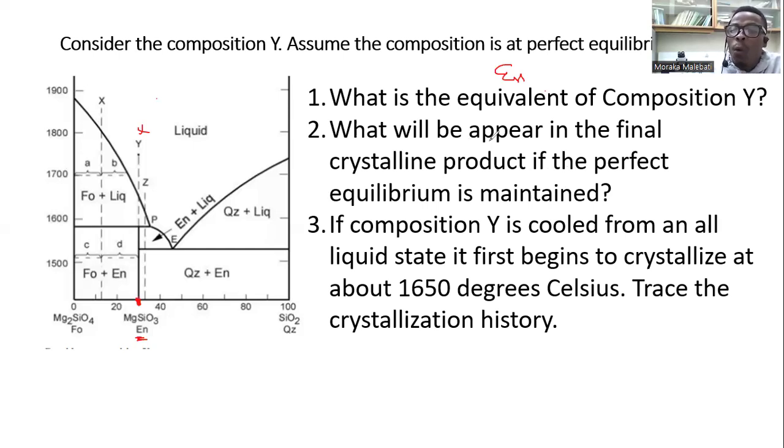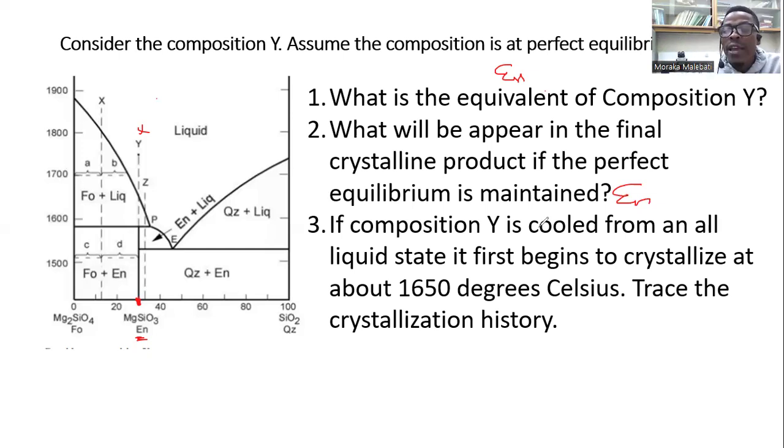All right. Now, what will appear in the final crystalline product if the perfect equilibrium is maintained? Now, only instantide will appear because we are in that line. We are not between something. We are just right on top of that line. So only instantide may appear in the final crystalline product if the perfect equilibrium is maintained.